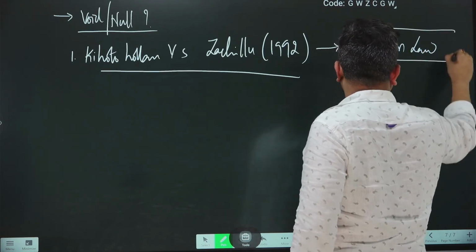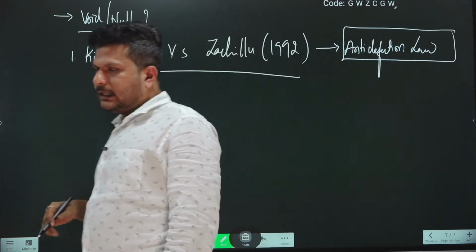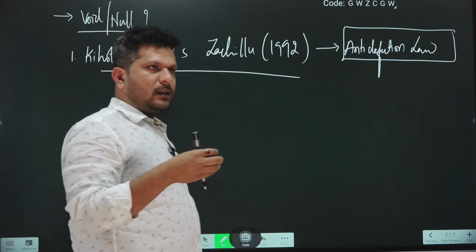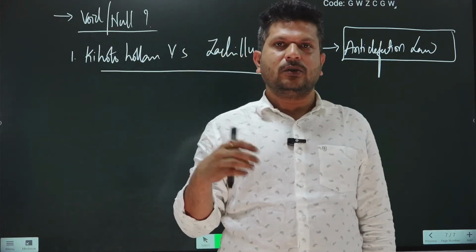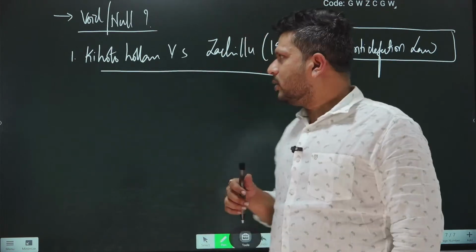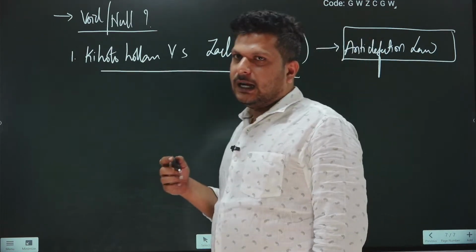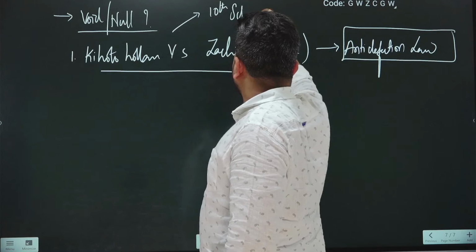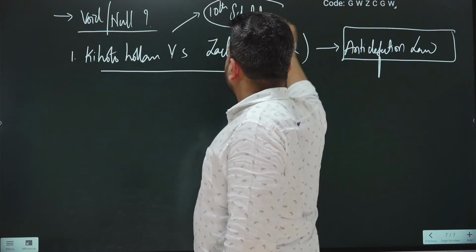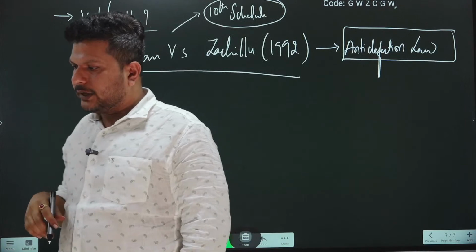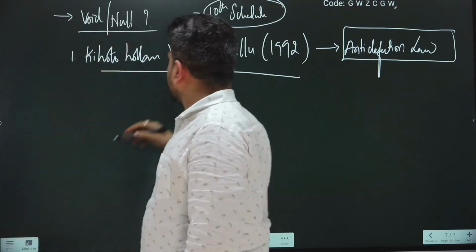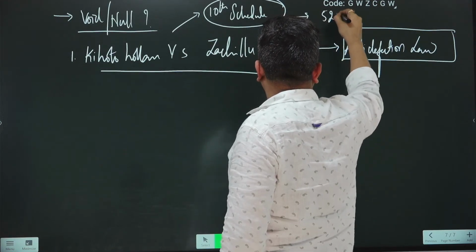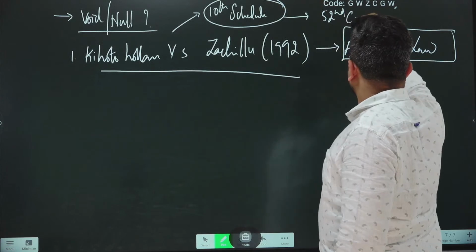And you also know that the anti-defection law was brought in to reduce horse trading, which was very famously prevalent among the political parties with respect to the formation of government. So in order to bring down that horse trading activity, the anti-defection law introduced the 10th Schedule in the Indian Constitution. If you are asked which constitutional amendment this was, that was the 52nd Constitutional Amendment Act.